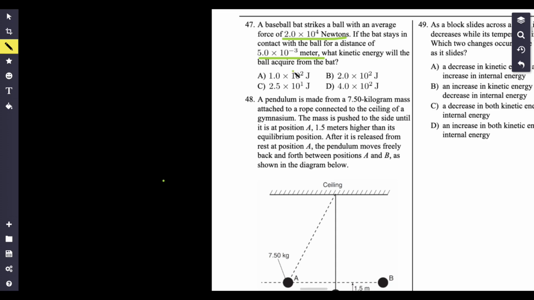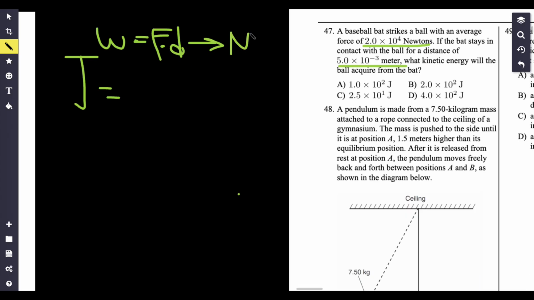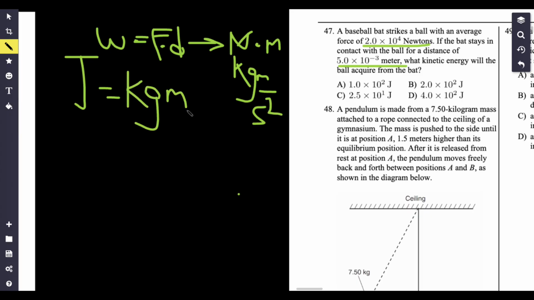Now, this is the trick that no one's going to tell you except for me. What is the unit for joules? Remember, work is equal to force times displacement. Force has a unit of newtons, distance has a unit of meters, and newtons has units of kilograms times meters per second squared. So in conclusion, joules has the unit of kilograms times meters squared divided by seconds squared, right?